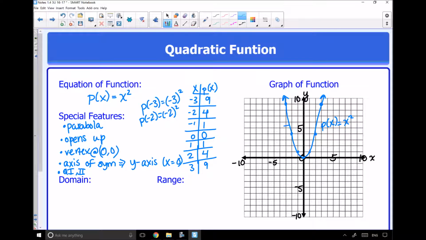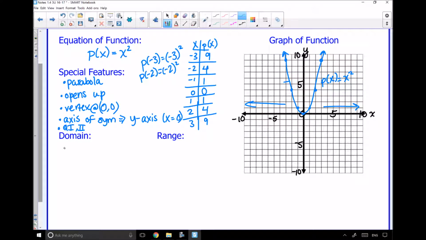Well, again, domain is all my x values, and my x values can be any value on the x number line. So any number on the x number line will have a corresponding y value, no matter what it is. So the domain of every single parabola is always going to be x as an element of the reals.